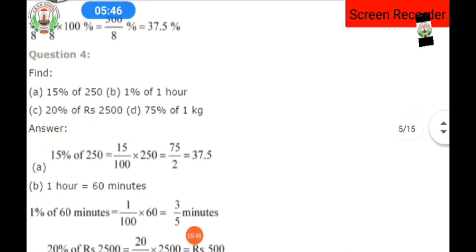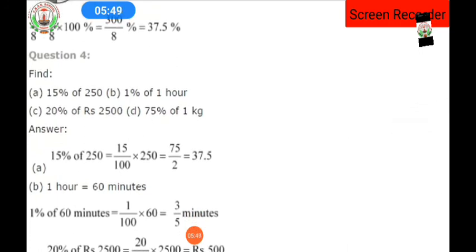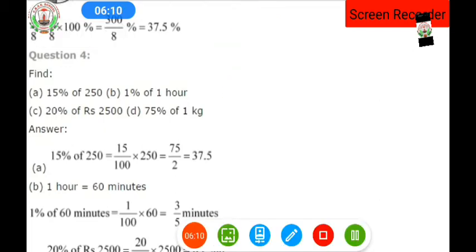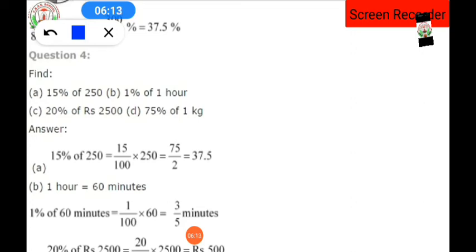In question number 4, what is said here? Find 15% of 250. So dear students, what is the meaning of "of" in mathematical terms? The meaning of "of" is multiply. Percent, as we know, is equal to 1 upon 100, isn't it? So here the A part of the question is 15% of 250, isn't it?